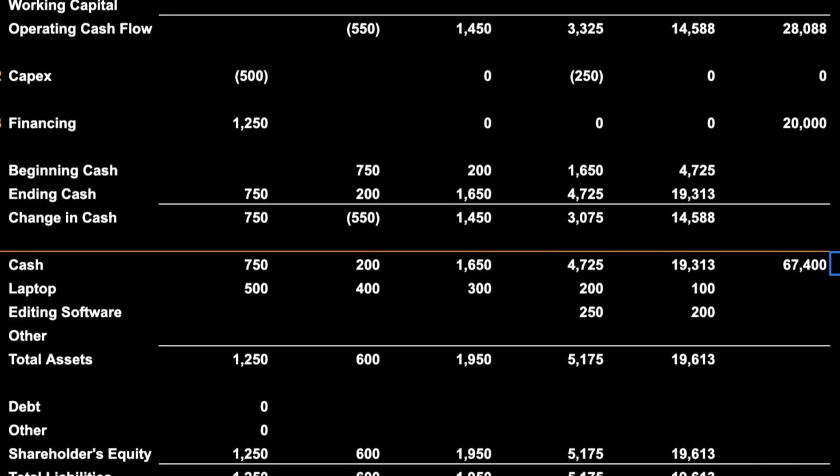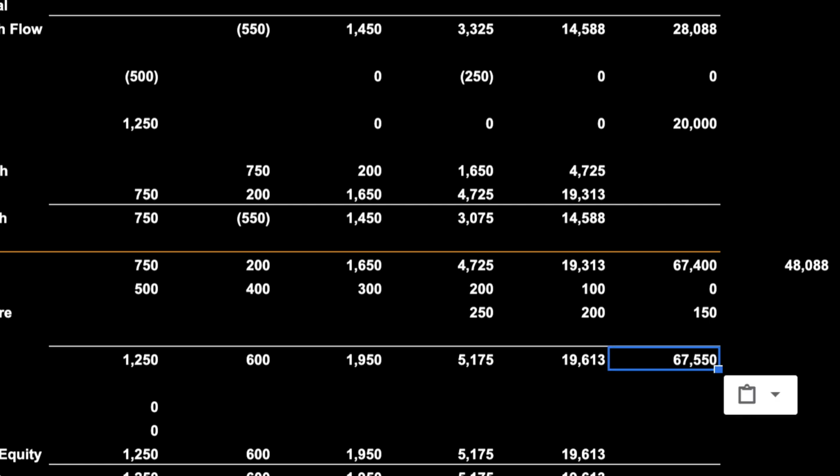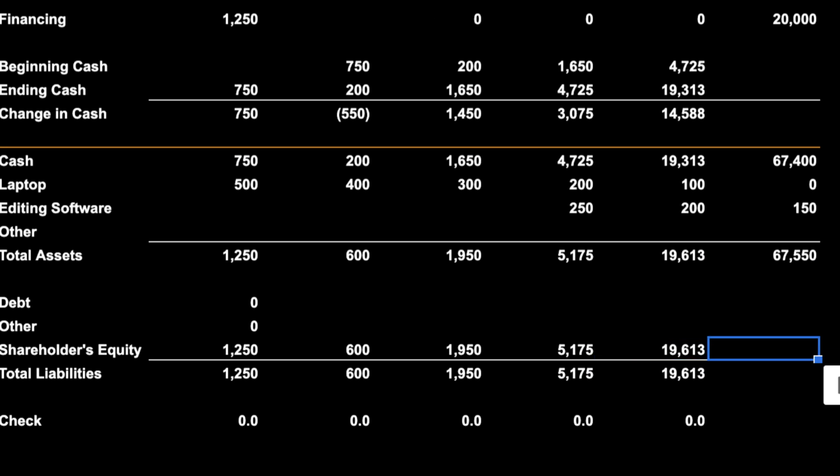So you can basically see that the change in cash was $48,000, and that's reflective of the operating cash flows of $28K from the business, as well as the inflow of $20,000 again from the financing. Our laptop has now been depreciated down to 0. So this is great because if you can use it beyond 5 years, you sort of have a free laptop in a way. Our editing software depreciated another $50. So our total assets at the end of year 5 are $67,550. The shareholders' equity is going to be $47,000, and let's just see if that balances.